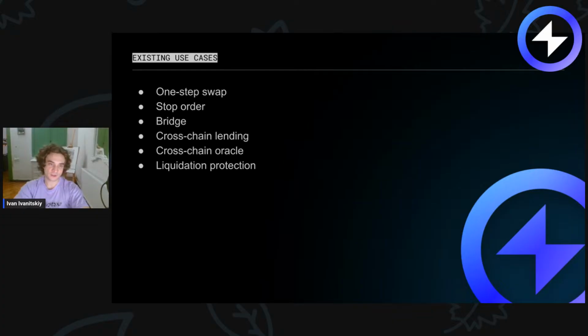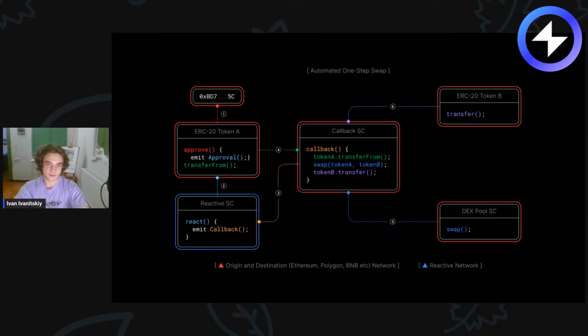Another thing is bridge, also cross-chain lending, cross-chain oracle, liquidation protection. We've talked about this stuff on the previous workshop, so I won't go into much detail today. Okay, so this is the setup of an automated one-step swap. I've talked about it on the previous workshop. Today, I will just touch upon it.